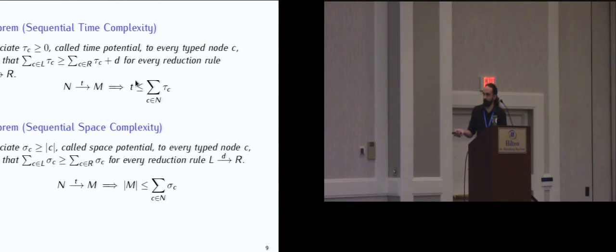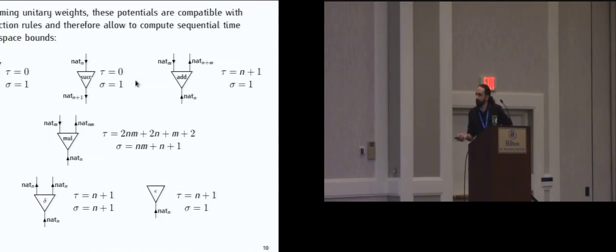There's a very similar theorem for space. It looks exactly the same, except that instead of depending on the duration of the rule, it depends on the weights you have attributed to nodes. And this is an example of what a library could look like for integers or natural numbers. So we had to come up with the right complexity annotations, but now if you have those, you can check very easily that they satisfy the hypothesis, and you have a way to know what will be the resources you need to run any net built with these nodes.